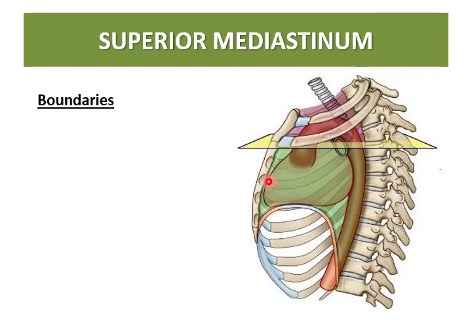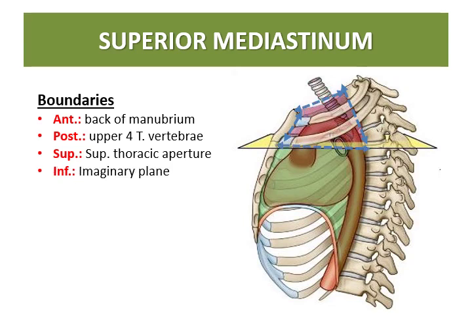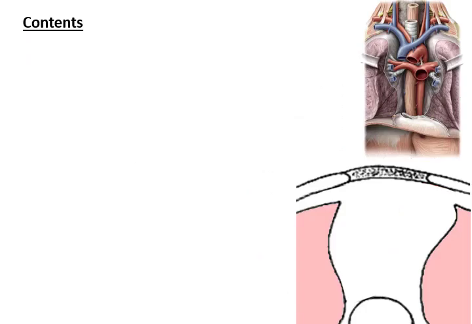Now let's study the superior mediastinum. Let's begin with the boundaries. Anteriorly, we have the back of manubrium sterni. Posteriorly, we have the upper four thoracic vertebrae. Superiorly, we have the superior thoracic aperture. And inferiorly, we have the imaginary plane at the level of the sternal angle. On each side, we have the pleura and lung.